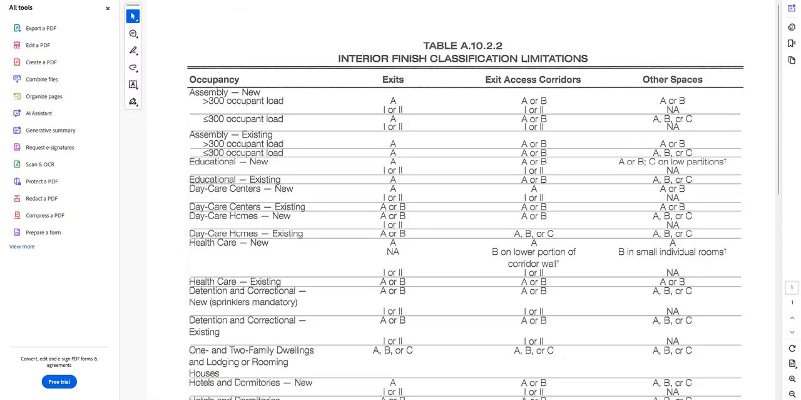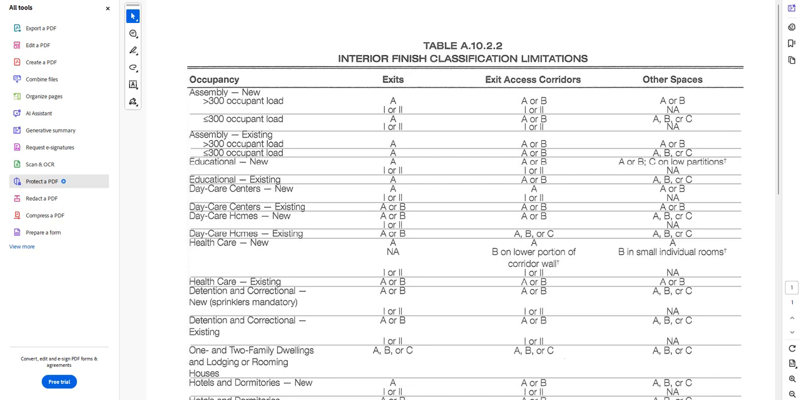Another table that would be good is this Table A, 10.2.2. I've added some lines to it, and I would recommend you use that one. I know the book and also the codes online have the true table without the lines, but I think the lines really help to determine where something begins and something ends. They're very close together, and the lines will help you determine these things. You can see this is set up similarly to the chart in our assignment. We have an occupancy here, then the exits, exit access corridor, and other spaces.